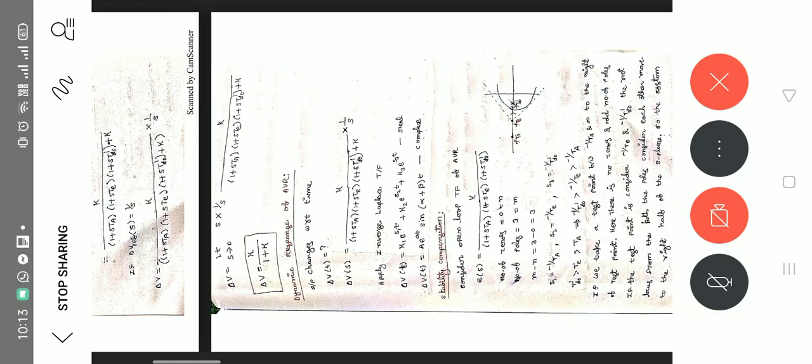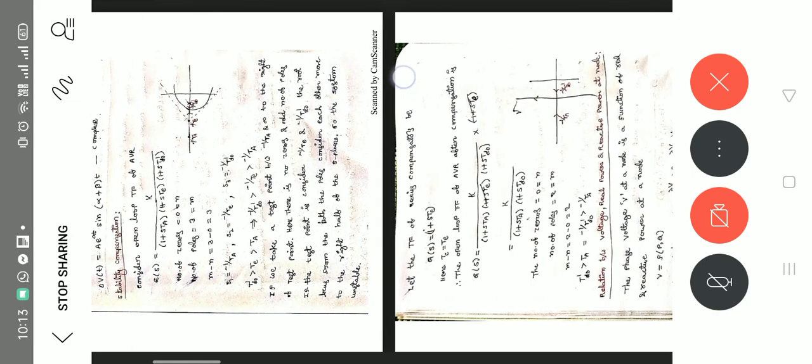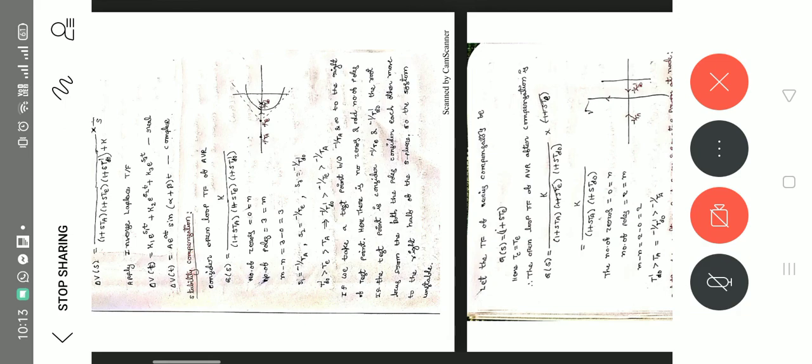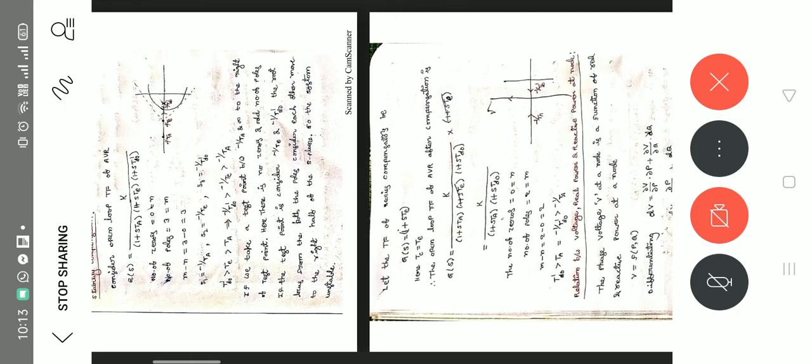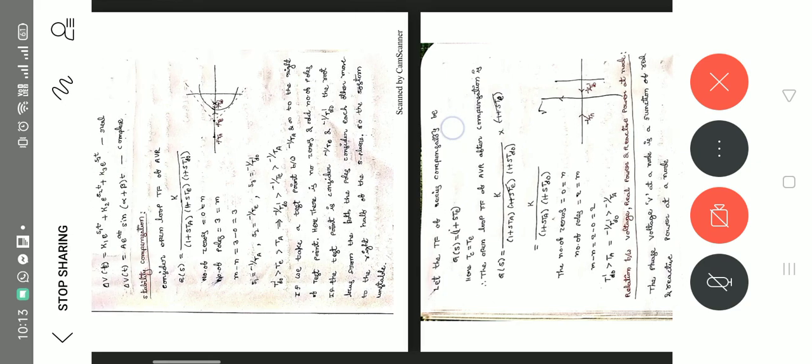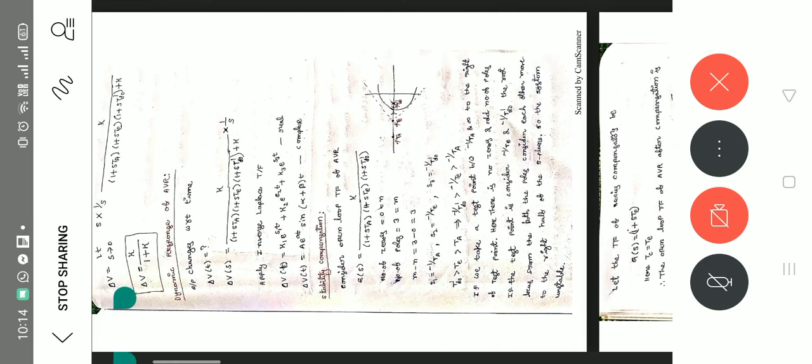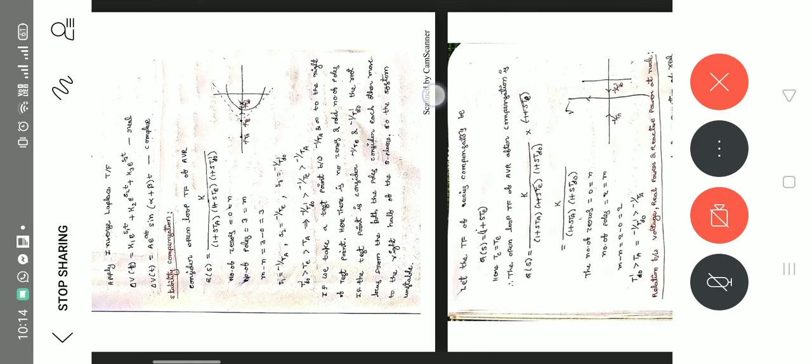Next class we will discuss stability, compensation and methods of voltage regulation also. Okay. From these topics, any doubts, ask me.